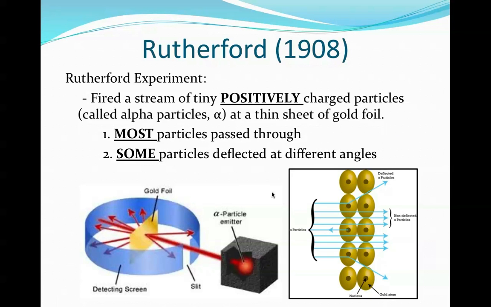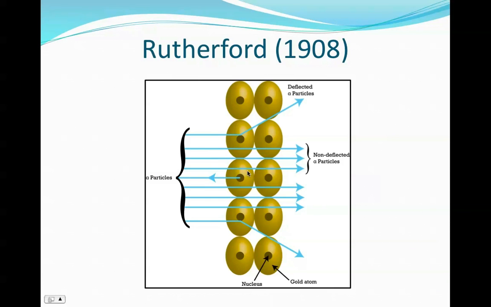So this gave him two pieces of information. First, again, most of them passed through. These are the non-deflected particles that passed through, which meant that they weren't hitting anything. And then some of the particles were deflected. That means that they were hitting something fairly solid or dense.